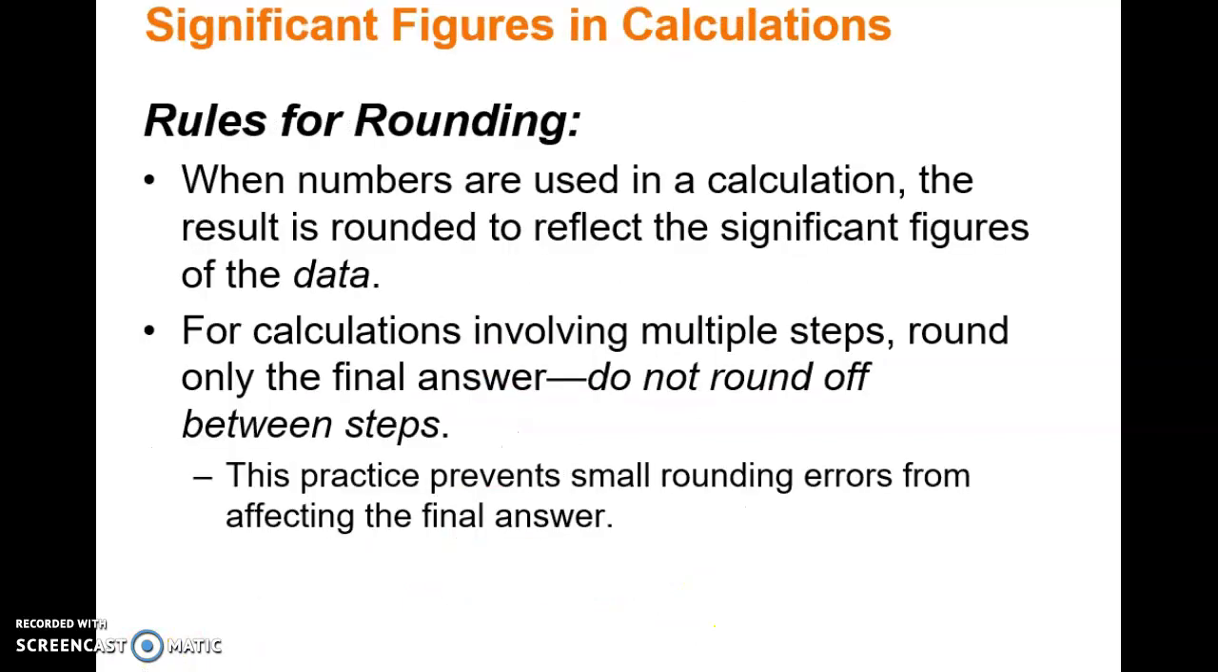Significant figures and calculations. Rules for rounding. When numbers are used in a calculation, the result is rounded to reflect the significant figures of the data. Your answer can only be as strong as your weakest measurement. For calculations involving multiple steps, round only the final answer. Do not round between steps. That will cause you some problems and probably some errors.